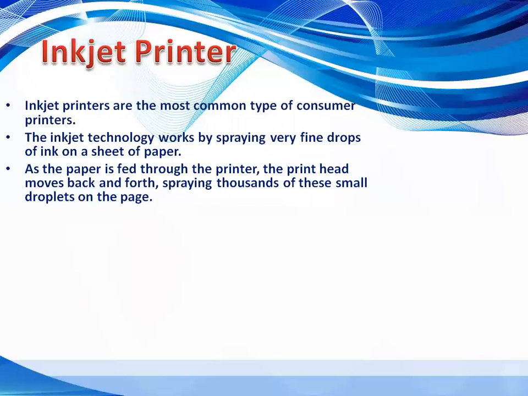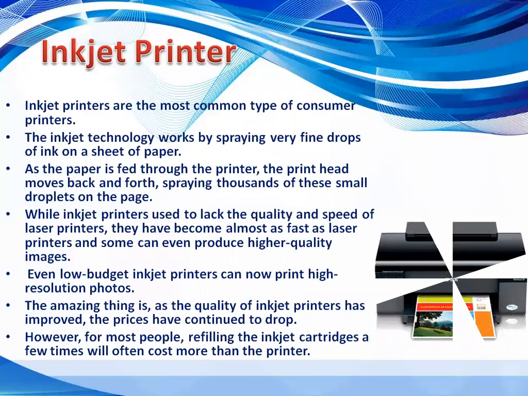Then the second type of non-impact printer is the inkjet printer. Inkjet printers are the most common type of consumer printer. Inkjet technology works by spraying very fine drops of ink on a sheet of paper. As the paper is fed through, the printer head moves back and forth, spraying thousands of these small droplets on the page. While inkjet printers used to lack the quality and speed of laser printers, they have become almost as fast as laser printers and some can even produce higher quality images.